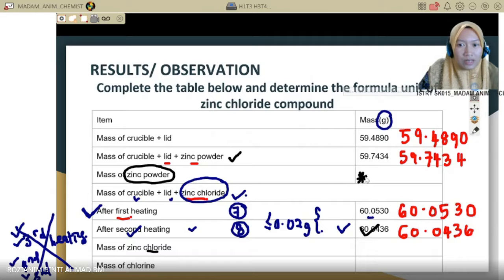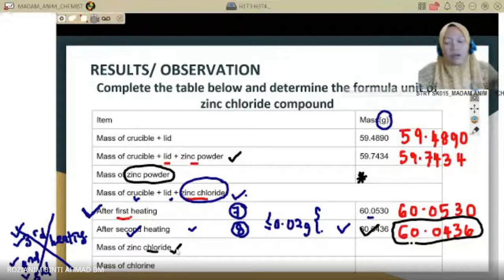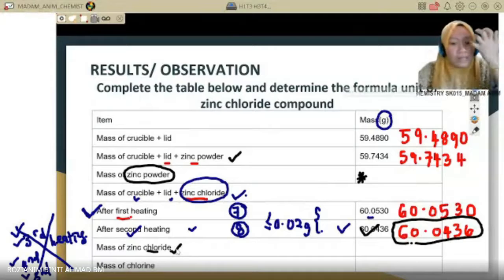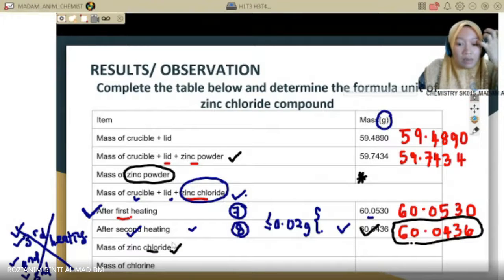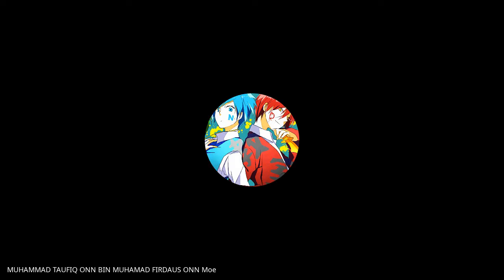Okay? So, saya let to you untuk you kira mass di sini sebab cara kira sama macam pre-lab hari tu. Okay? And then, by using for the second heating, this data 16.0438 is our reference to find out the mass of zinc chloride. Okay, so macam mana nak dapatkan mass of zinc chloride? Muhammad Taufik On. Macam mana nak dapat mass of zinc chloride here? The mass after first heating tolakkan dengan mass of after second heating.